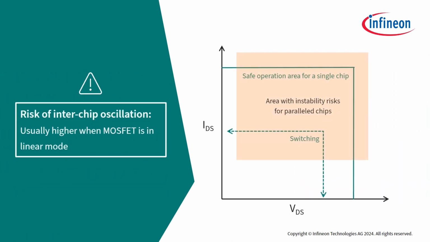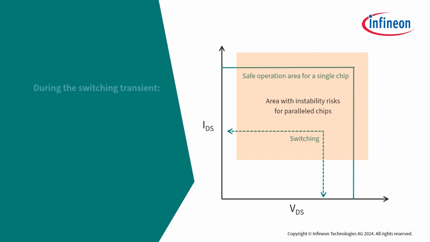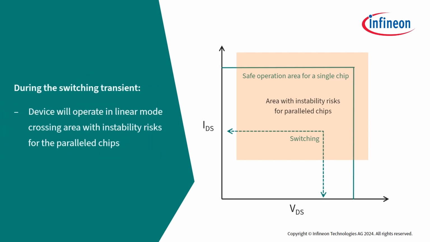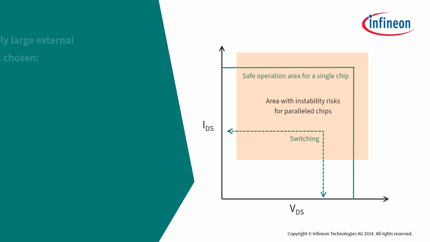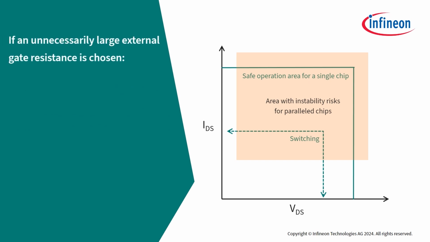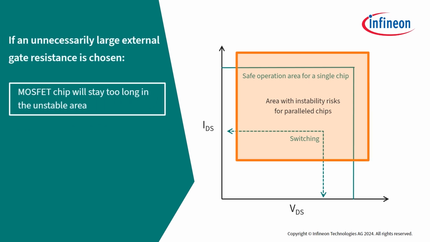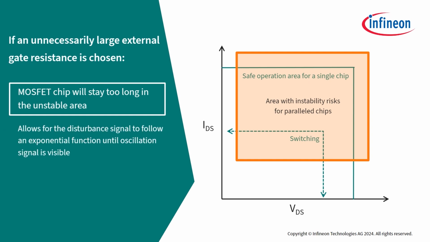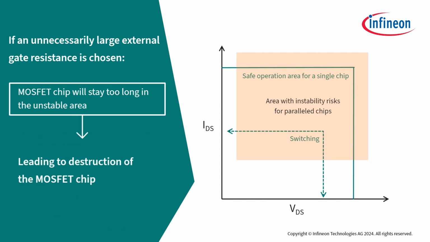Note that the risk of inter-chip oscillation is usually higher when the MOSFET is in the linear mode. During the switching transient, the device will operate in the linear mode, crossing the area with instability risks for the paralleled chips. If an unnecessarily large external gate resistance is chosen, the MOSFET chip will stay too long in the unstable area, which allows for the disturbance signal to follow an exponential function until the oscillation signal is visible, eventually leading to the destruction of the MOSFET chip.